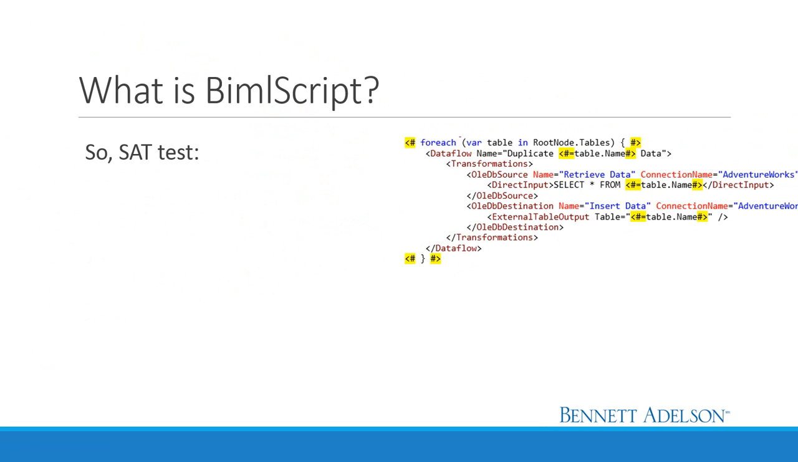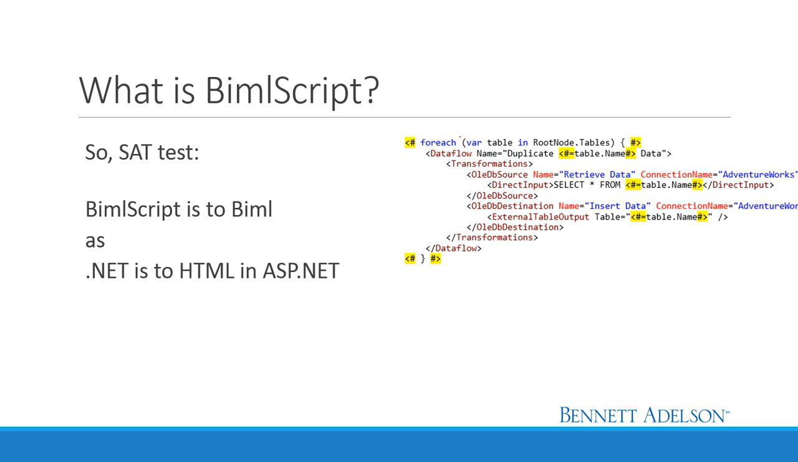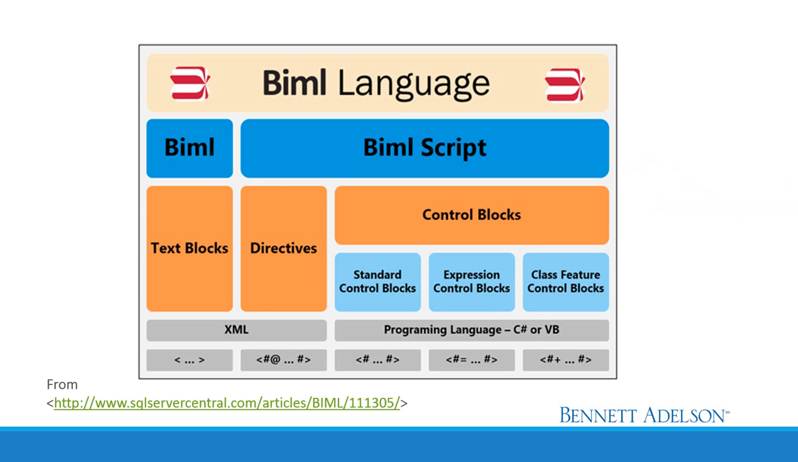So if we were treating this like an SAT test, as far as BimlScript versus Biml, you can always think of the SAT tests: effervescent is to transcendent as verisimilitude is to whatever, those sort of things. So you can think BimlScript is to Biml as .NET is to HTML when you write ASP.NET. Same thing, you're putting .NET code nuggets into your markup to dynamically generate markup. It's the same thing, BimlScript to Biml. Does that make sense?